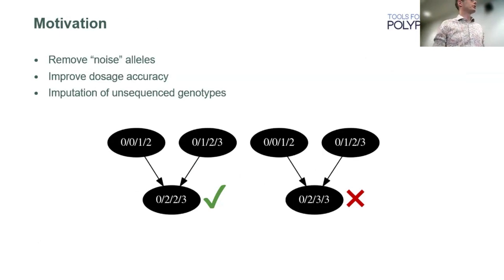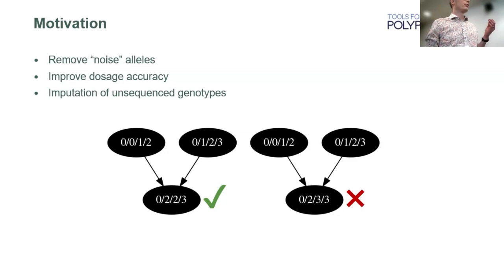Dosage accuracy is another one, which is shown in that diagram there. So we see two separate pedigrees, or trios. On the left-hand side and the right-hand side, the parents in both cases have the same genotypes, but on the left-hand side the progeny has the genotype 0223, and on the right, it's 0233. Oftentimes, these will have very similar posterior support at an individual level because they contain the same alleles, just in different dosage. But based on that pedigree information, I would say that the one on the left is much more likely because allele 3 is present in only one copy in one parent. And so this is how pedigree information can potentially improve dosage calling, which is one of the more difficult aspects of genotype calling in polyploids. And imputation of unsequenced genotypes is an added bonus that I'll get into later.